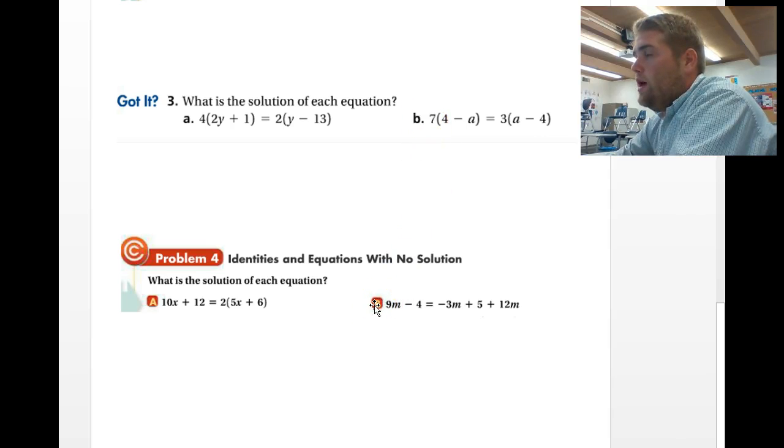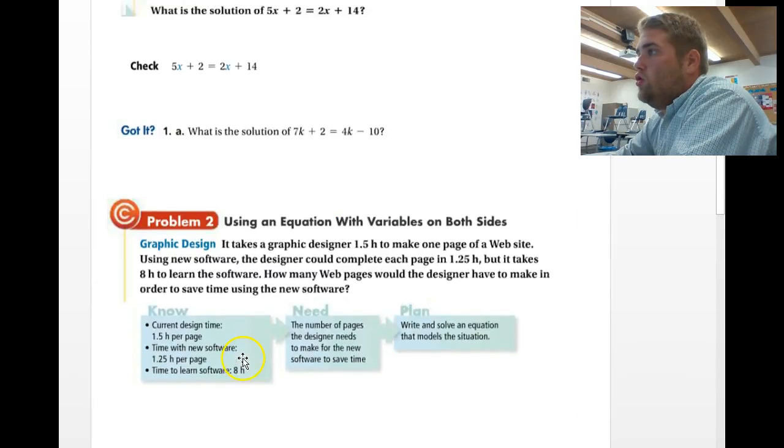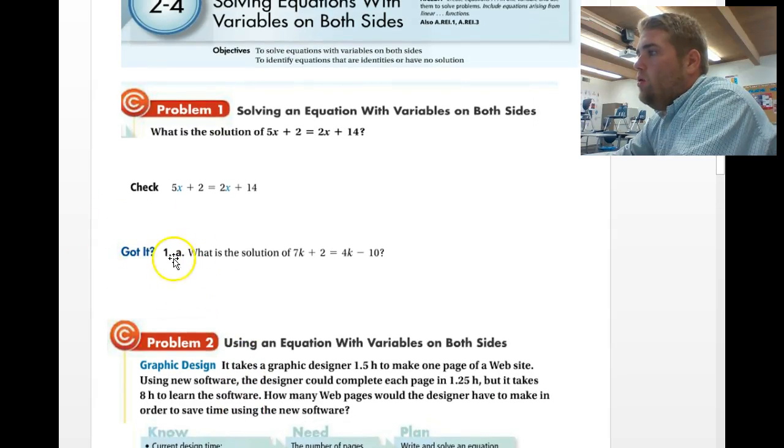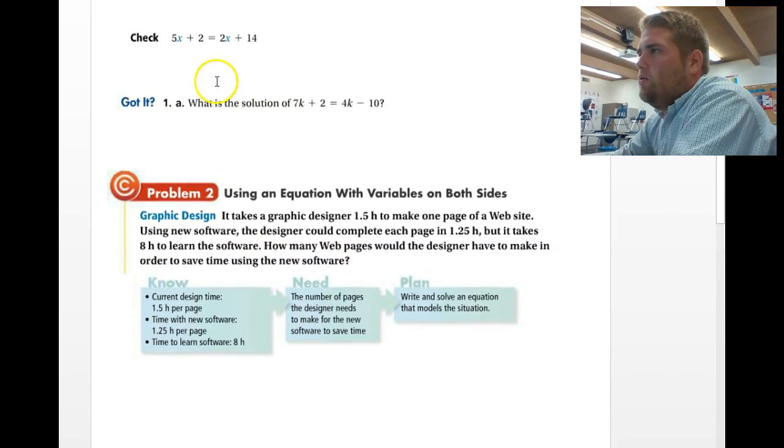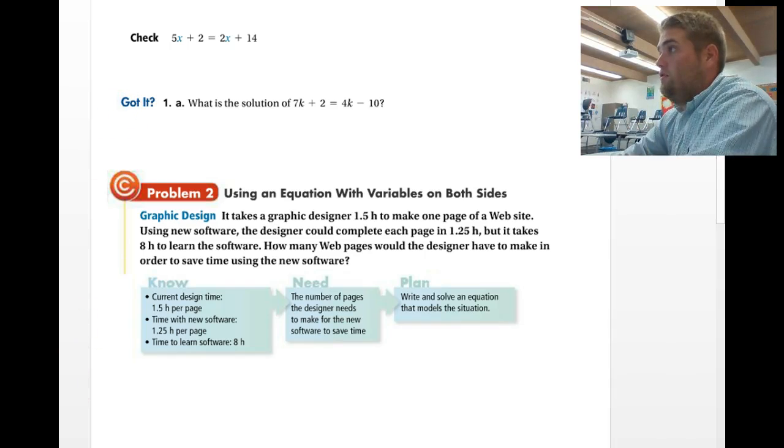And remember, circle your got it. I don't remember which got it it was, but you're supposed to circle one of these got it's a whole bunch of times. That's how I know you watched the video.